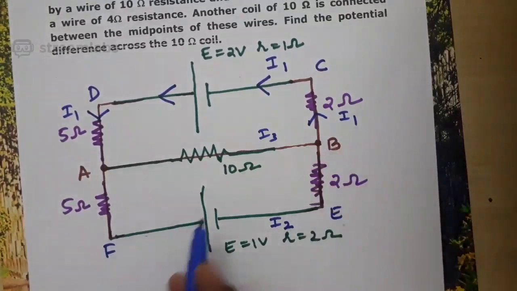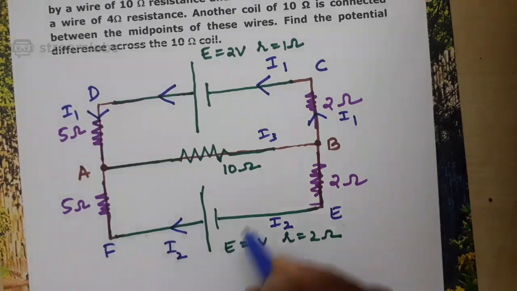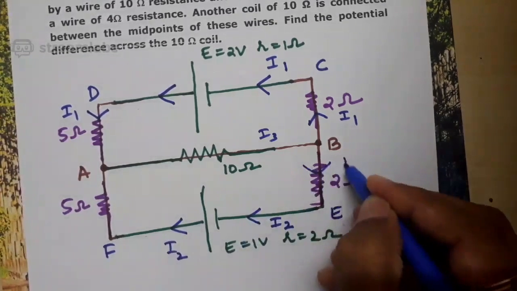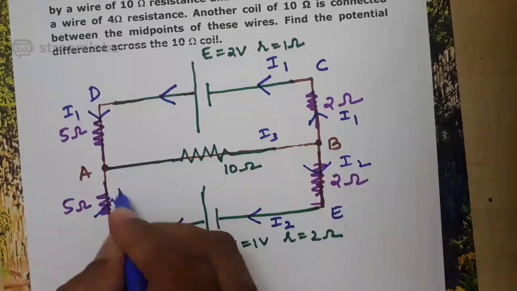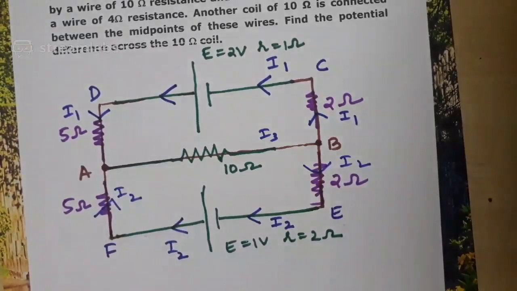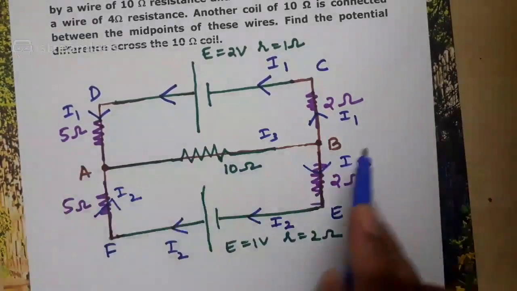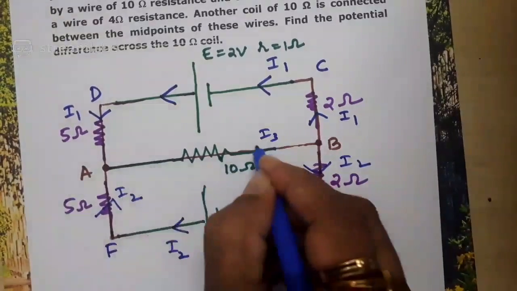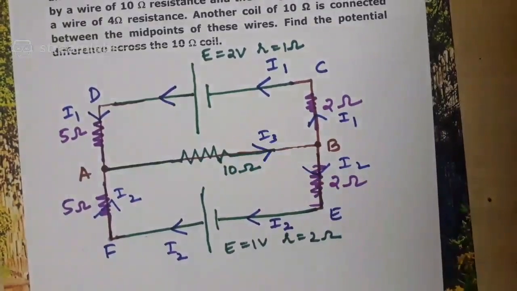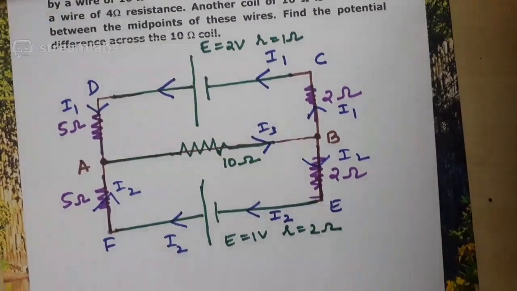Look at the second branch, I2. Can I select the direction of the current as sent by this cell? I2. This is I2. This is I2. I hope you followed this. This is I2. I think you understood. What about the current here? I3. Your choice. There is no cell. Shall I select the direction of the current in this direction? A to B. Fine. Over.